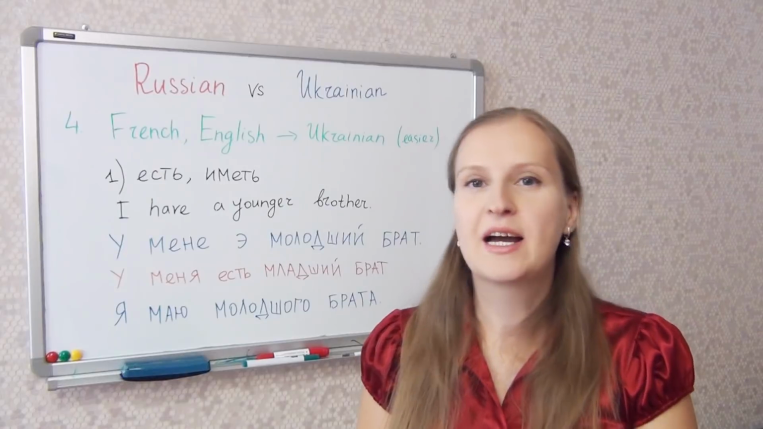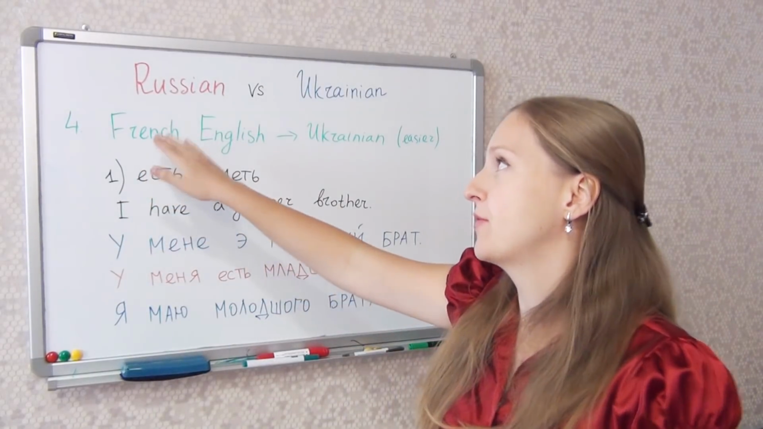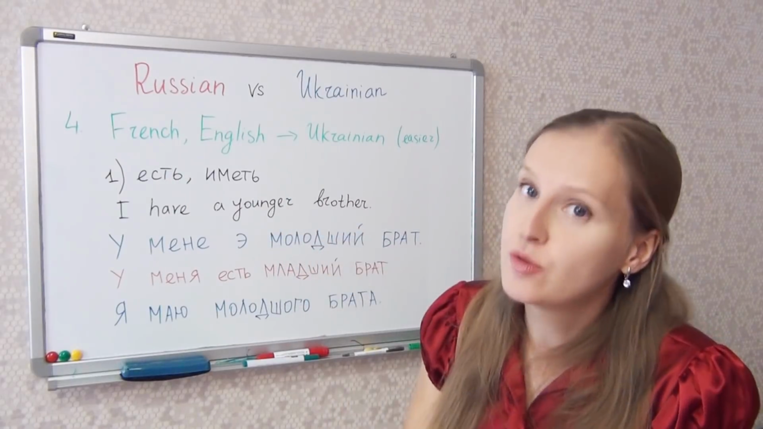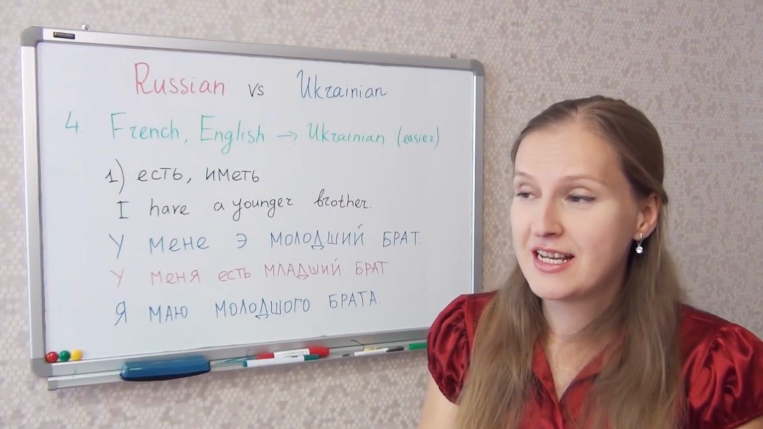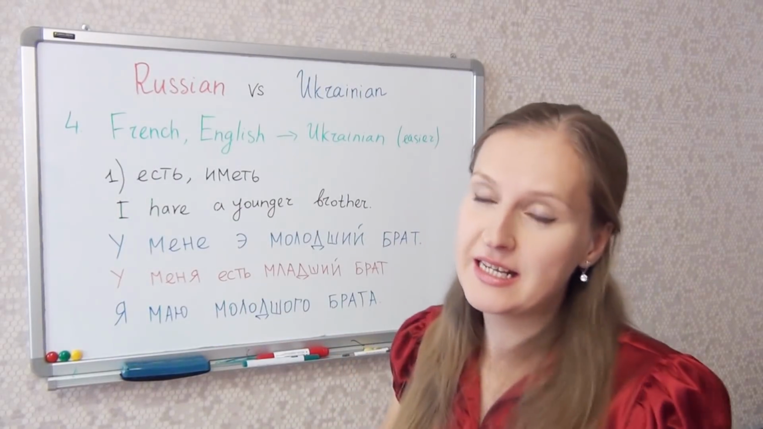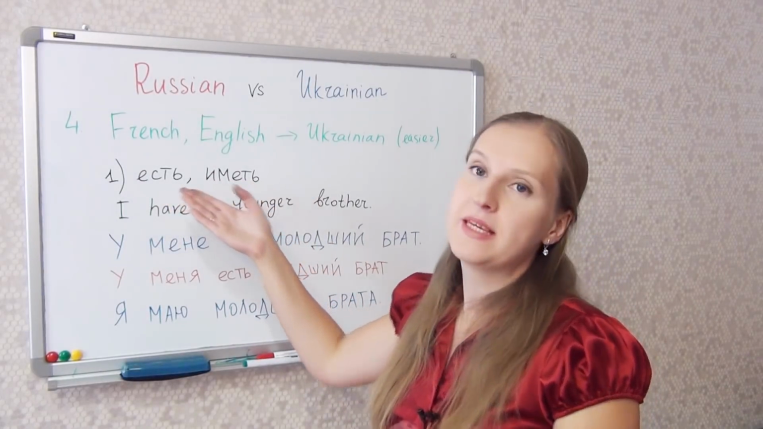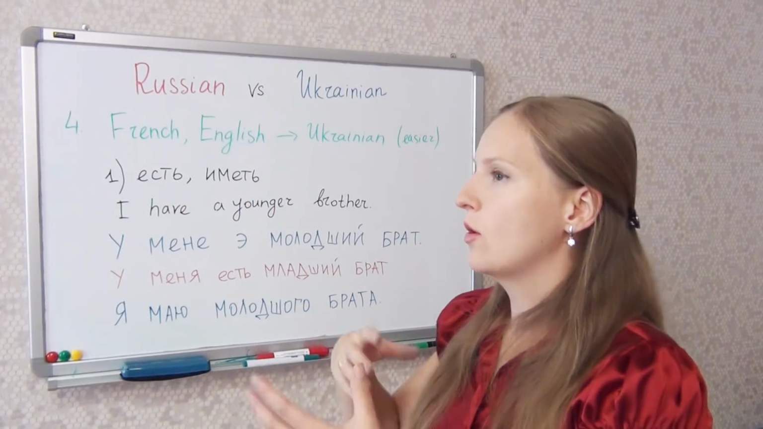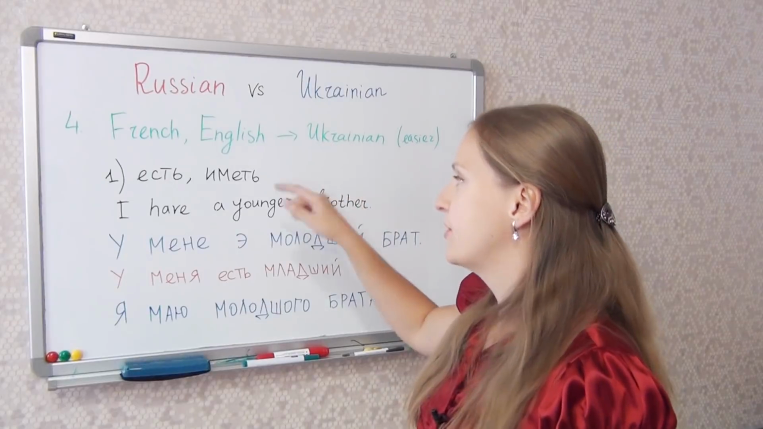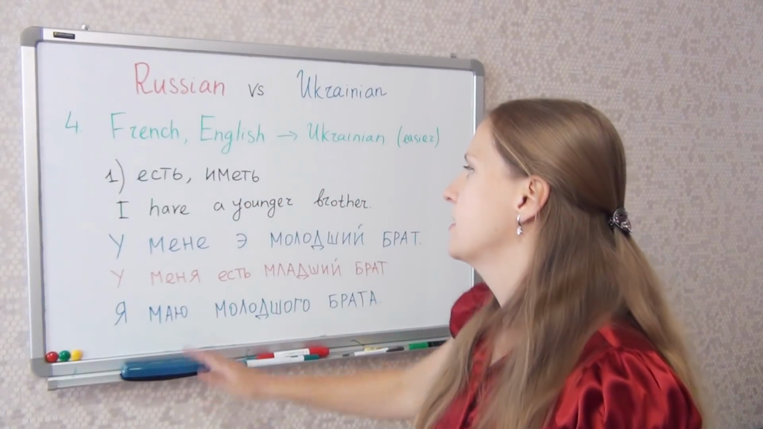And finally, I want to say that it is a little bit easier to translate from French or English to Ukrainian rather than to Russian, because there are some common things in French, English, and Ukrainian. For instance, together with the verb есть, when we talk about having something, in Ukrainian we can use the verb иметь. Let's take a look at the examples.